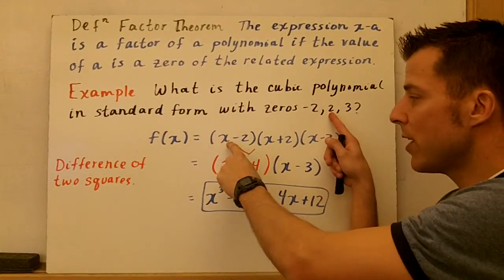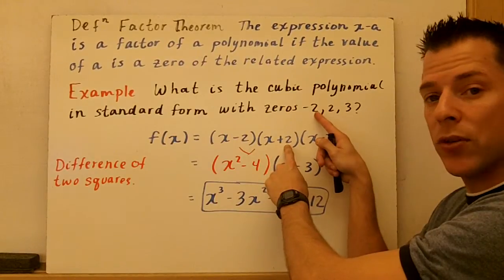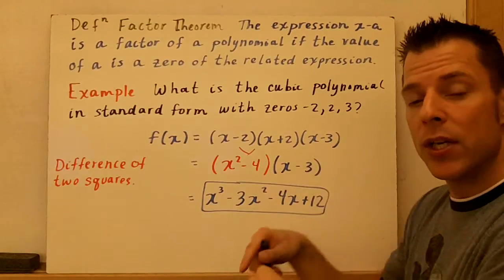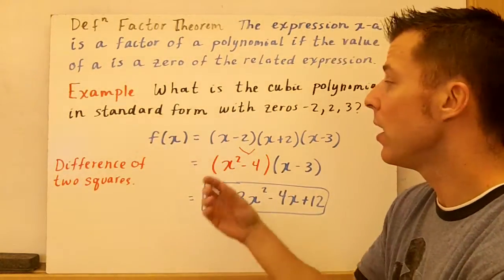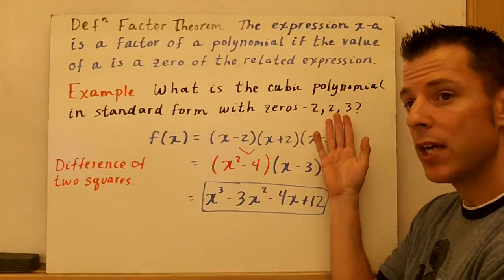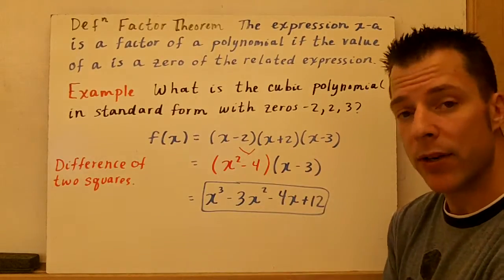If I plug in 2, 2 minus 2, I get 0. If I go to the next one, negative 2 plus 2, I get 0. And finally, 3 minus 3, I would get 0. So that's what they mean by using the factor theorem here. I have to build my factors from my zeros so that if I plug my zeros into these factors, I better get 0.